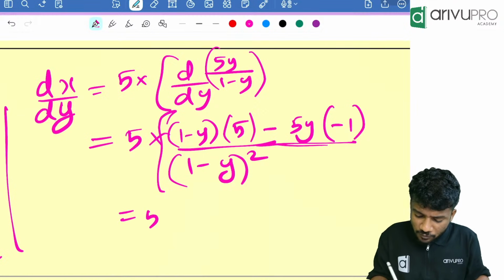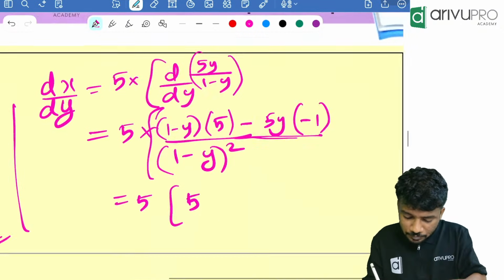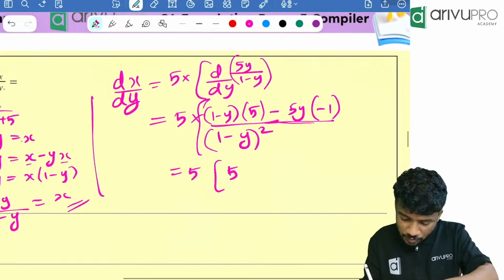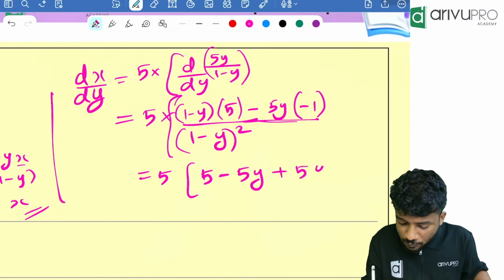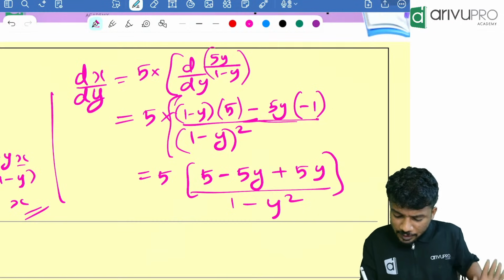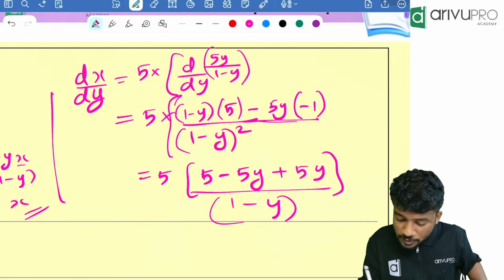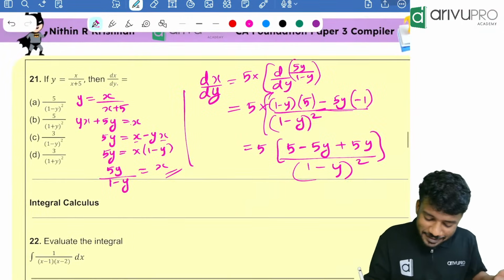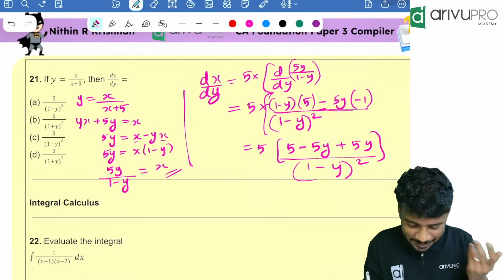So what is remaining? 5 into (1 minus y), I can open it, right? Which is equal to 5 minus 5y plus 5y. Then the entire thing is divided by (1 minus y) square. So from this you can go for the answer, right? Please do it for me, people. You can actually get the answer for me.